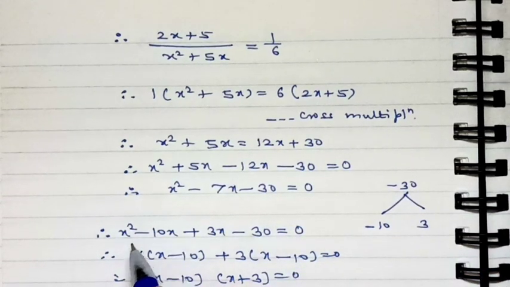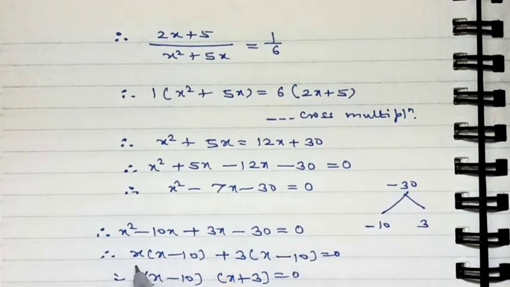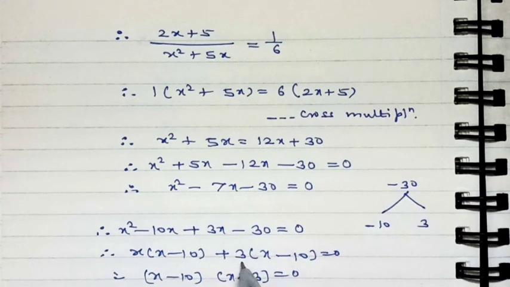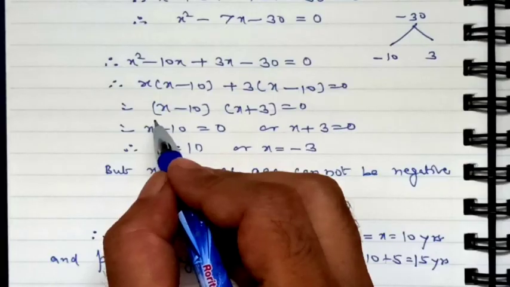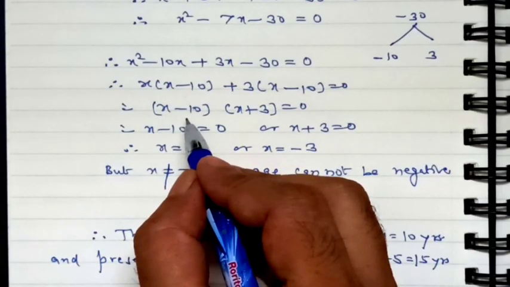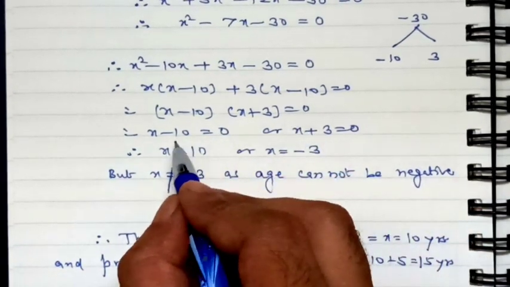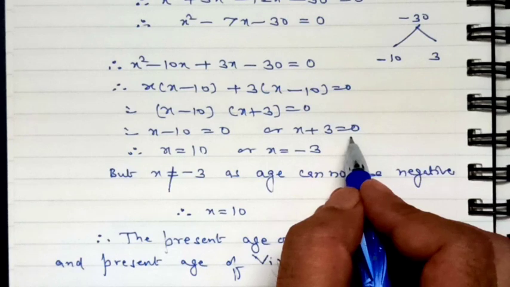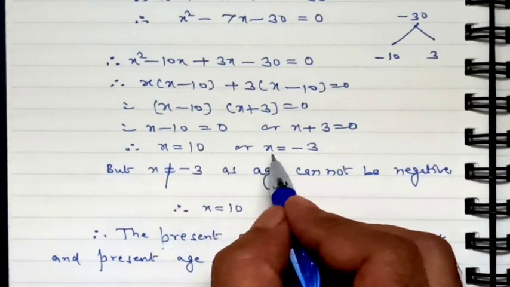Split the middle term, you will be writing x square minus 10x plus 3x minus 30 is equal to 0. Take common. When you take common x, you will get x in bracket x minus 10, plus 3 in bracket, same number, x minus 10 is equal to 0. Therefore x minus 10 into x plus 3 is equal to 0. Therefore x minus 10 is equal to 0 or x plus 3 is equal to 0. Either this or that is equal to 0. Therefore x is equal to 10 or x is equal to minus 3.